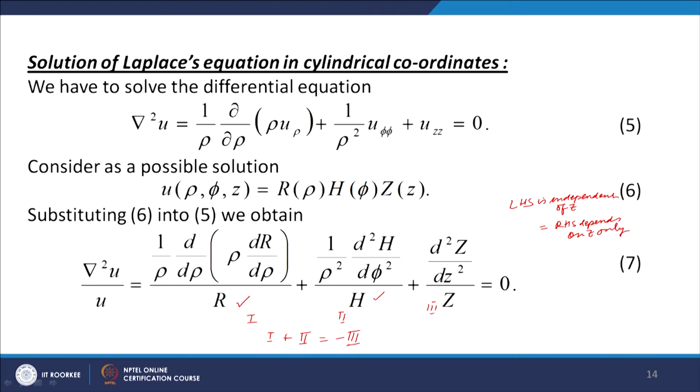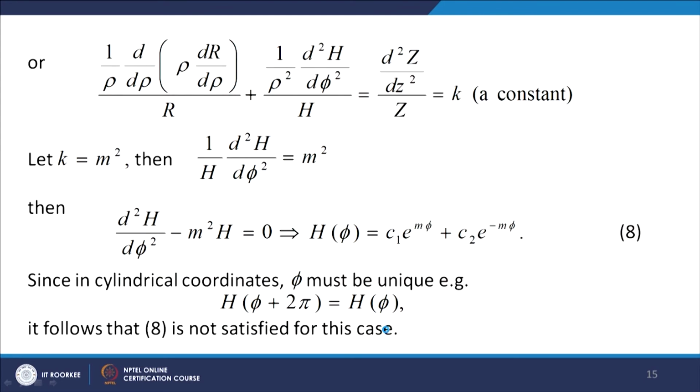Left hand side is a function of ρ and φ, which are independent of z, and ρ and φ themselves are independent of each other. So each side will be equal to a constant. So term 1 plus term 2 equals minus term 3, equal to some constant. Now, minus (d²Z/dz²)/Z, since we are dividing by R, H and Z, we get this equation, equal to some constant.